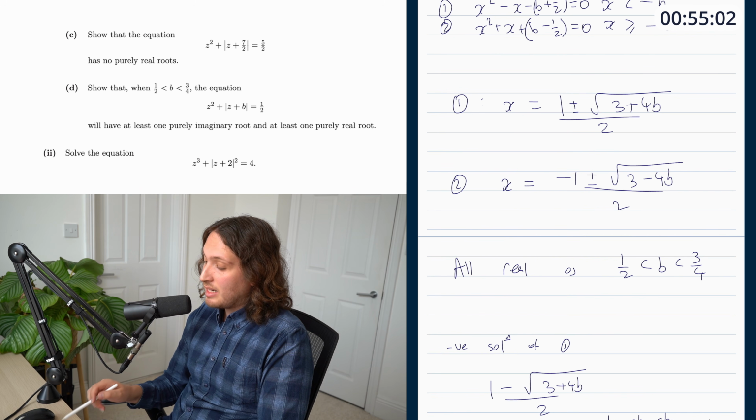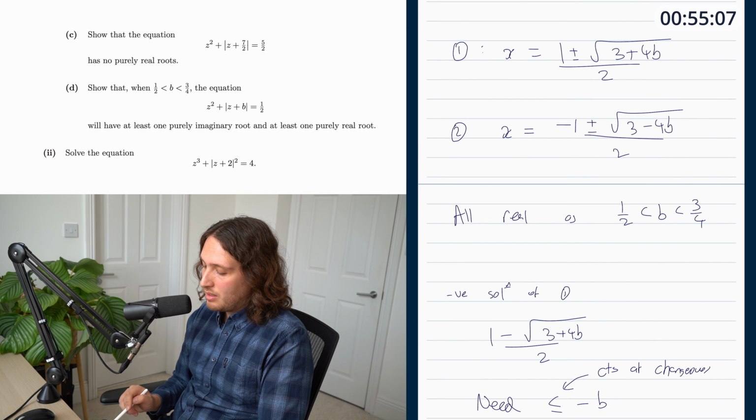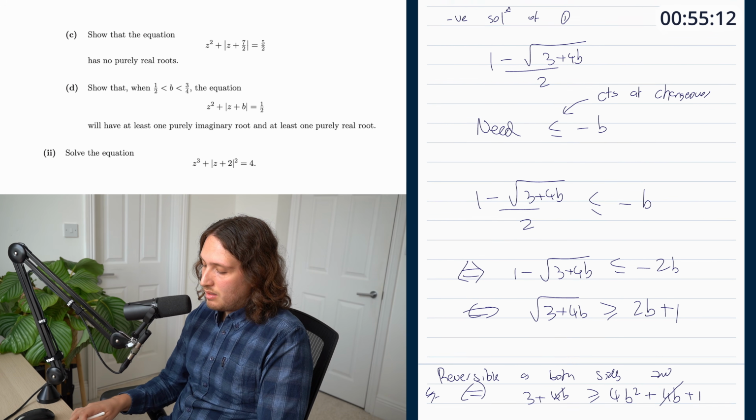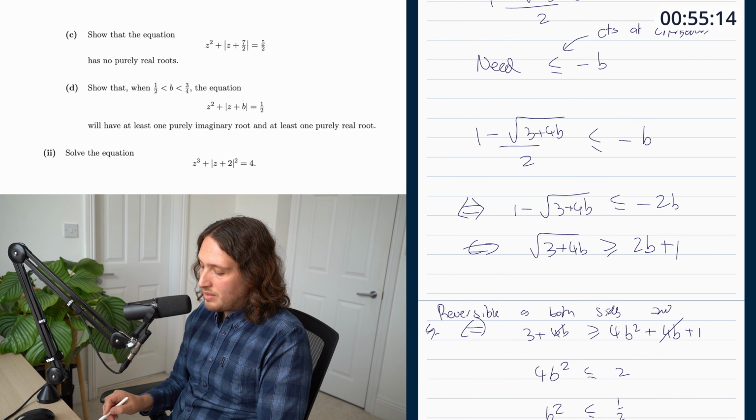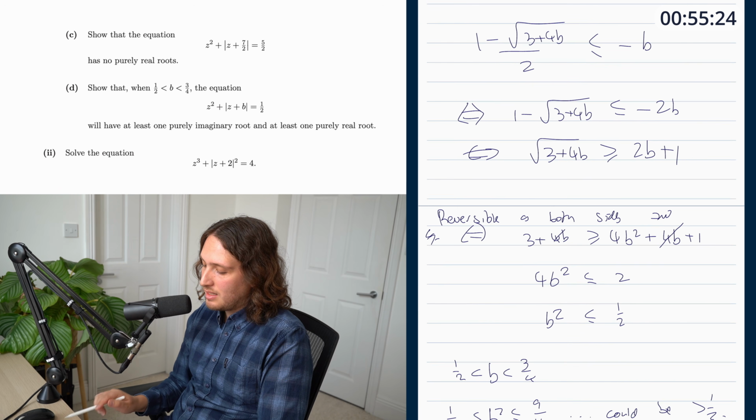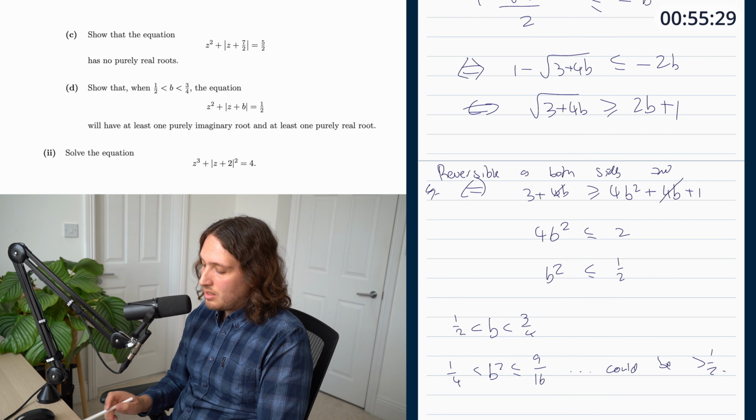For case 1, I want x to be less than something negative. So I said I wanted my negative solution to be less than or equal to minus b. So I've written that. I've doubled. I've made that the subject. 2b plus 1 on the left side. Yes. Both sides are clearly positive, so squaring is permitted. So I get 3 plus 4b, 4b squared plus 4b plus 1. They cancel. And I'm left with 4b squared less than or equal to 2.